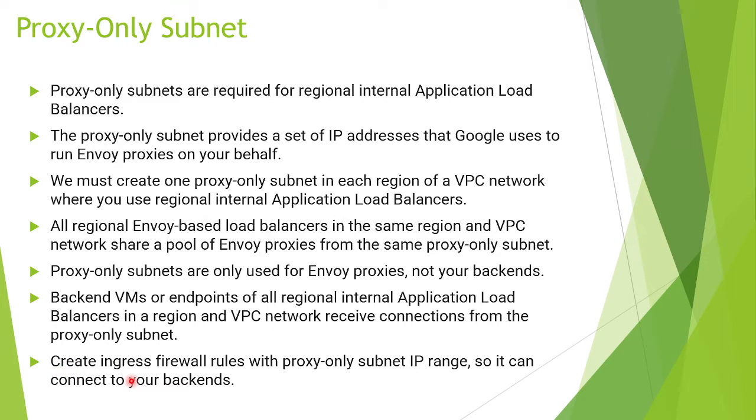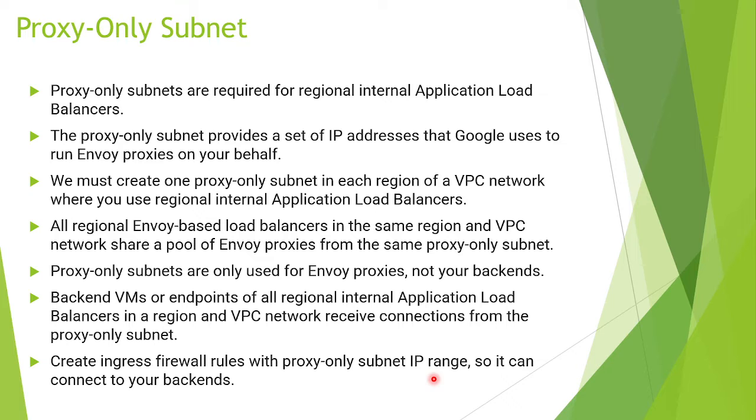And this is the very main, important point: we have to create ingress firewall rules with the proxy-only subnet range. Say you have done all the things and created a proxy-only subnet, but you have not created the firewall rule with the proxy-only subnet IP range. Then your traffic will never reach your backends, because your backends require a specific rule allowing traffic from this subnet. So make sure whenever you are configuring this, you create this firewall rule. We will cover all of this in the demo.